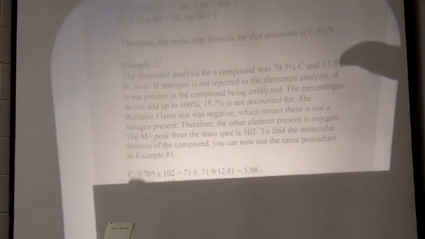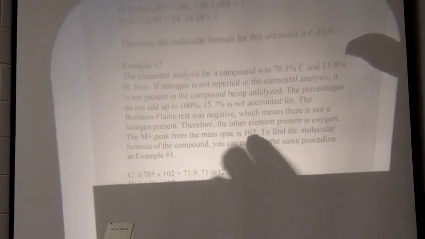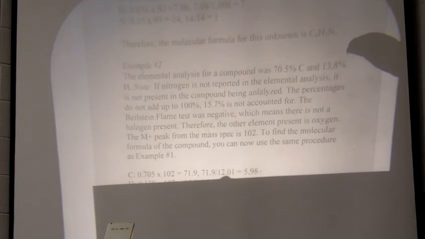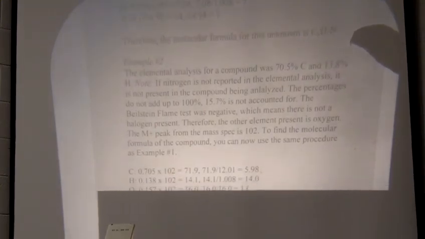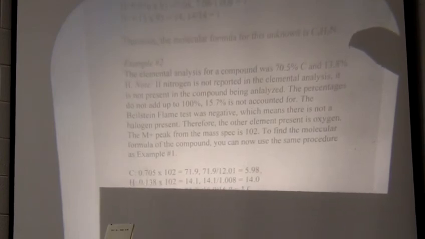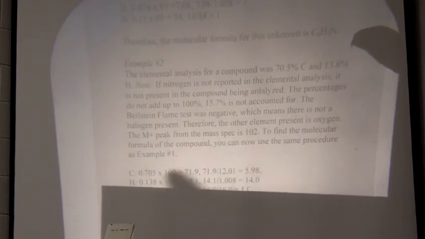If we go through again, carbon 0.705 times, this time 102, is 71.9, divided by the molar mass. We have 5.98, which is pretty much 6 for carbon. Hydrogen, sorry, it was 13.8%, so 0.138 times 102 is 14.1, divided by 1.008 is about 14 hydrogens.